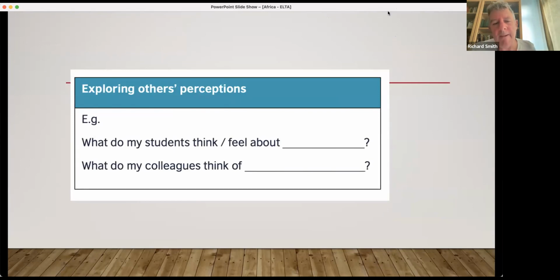If that's your research question, I think my students don't participate. What do my students say about speaking in class? Let's imagine this teacher has decided that for them, participation means speaking out in class. When the teacher asks a question, what do my students think about answering my questions in the class? Or maybe, what do my colleagues think about how to increase students' participation? If your question is like that, these are about others' perceptions.